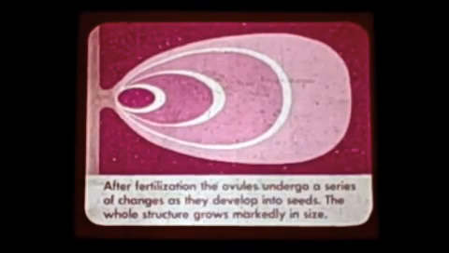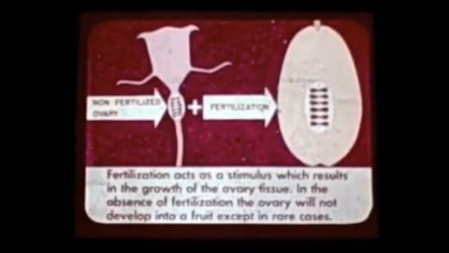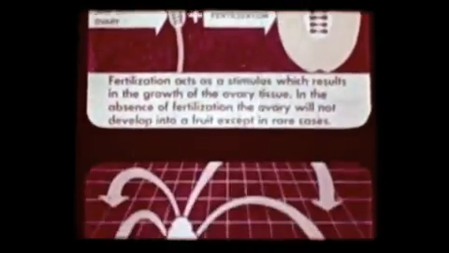After fertilization, the ovules undergo a series of changes as they develop into seeds, and the whole structure grows markedly in size. Fertilization acts as a stimulus which results in the growth of the ovary tissue. In the absence of fertilization, the ovary will not develop into a fruit except in rare cases.